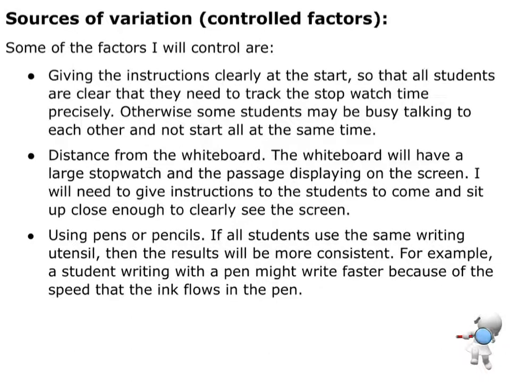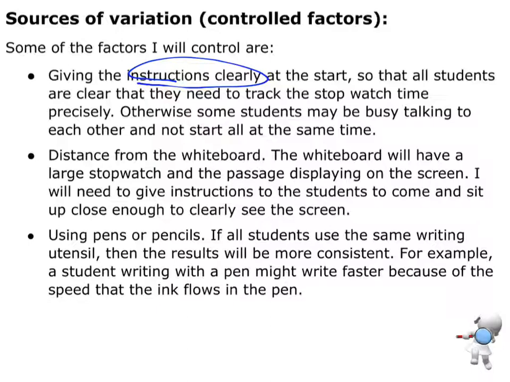Some of the things that I want to control the variation for, because remember, we want to keep everything the same except for the one thing that we're testing. So, for example, if I was to give the instructions very clearly at the start, then all of the students should, if the instructions are clear, when I press start on the stopwatch, they should all start at exactly the same moment in time. So if I don't give clear instructions, it might be that some students are busy talking to each other, don't know what they're doing, and when I press start on the stopwatch, they won't all start at the same time. So I want to try and control that, so I'm going to give the instructions very clearly so that everyone starts at the same time.